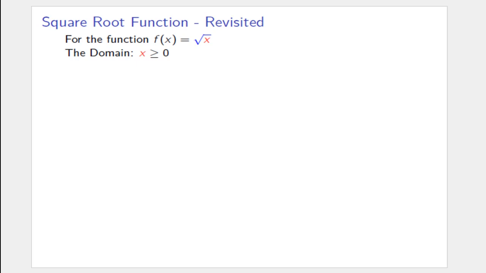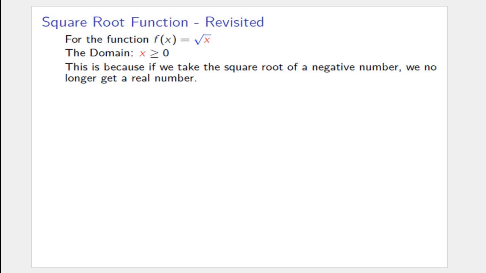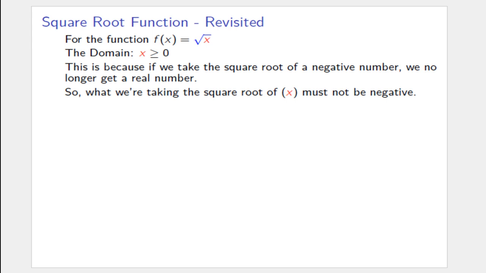For the square root of x, the domain is that x must be bigger than or equal to 0, because if we take the square root of a negative number, we no longer get a real number. So what we're taking the square root of, in this case x, must not be negative.